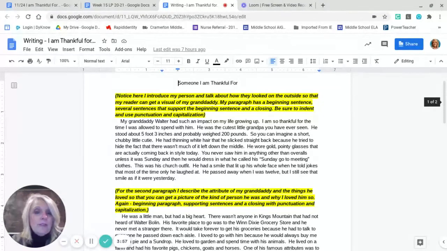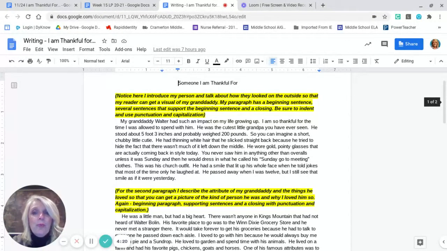I'm so thankful for the time I was allowed to spend with him. He was the cutest little grandpa you have ever seen. He stood about 5'3" and probably weighed about 200 pounds. So you can imagine a short, chubby little cutie. He had thinning white hair that he slicked straight back because he tried to hide the fact that there wasn't much of it left down the middle.